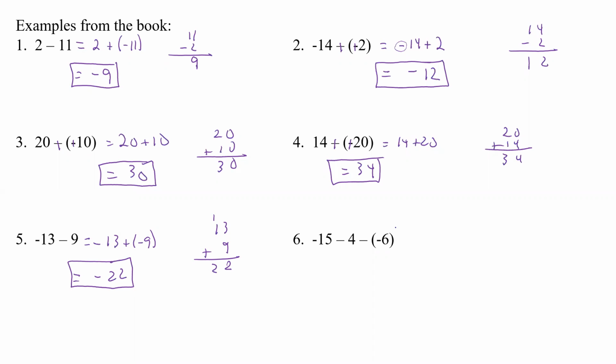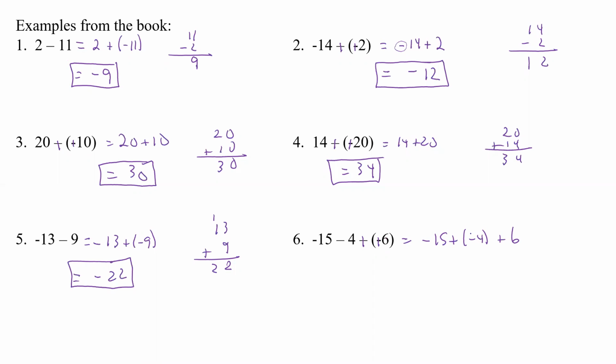All right, what about the next one? Well, before we start, I see a negative, negative. Okay, and so I'm going to say that's a positive. And now I'm just going to go through and do like I did up here. I'm just going to rewrite any of them that are subtraction into adding the opposite and then continue on. So it's going to be a negative 15 plus the opposite of 4. And then that just becomes plus 6. Okay.